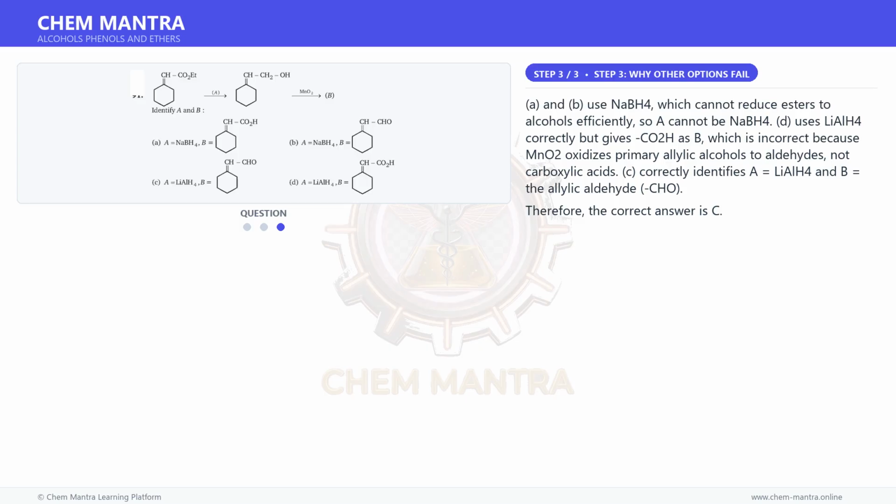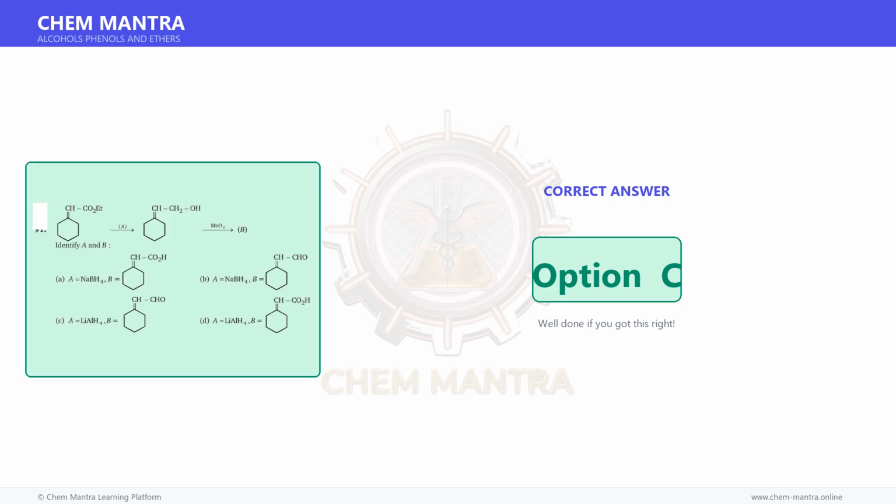And for the final step, A and B use NaBH4, which cannot reduce esters to alcohols efficiently, so A cannot be NaBH4. D uses LiAlH4 correctly but gives CO2H as B, which is incorrect because MnO2 oxidizes primary allylic alcohols to aldehydes, not carboxylic acids. C correctly identifies A equals LiAlH4 and B equals the allylic aldehyde, CHO. Therefore, the correct answer is option C.